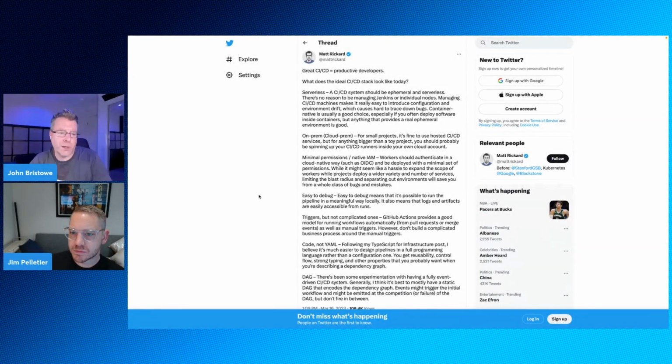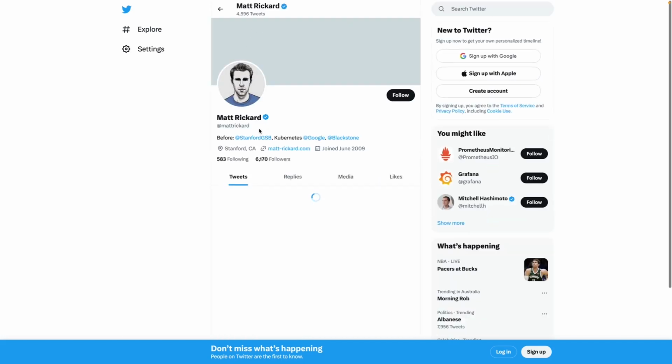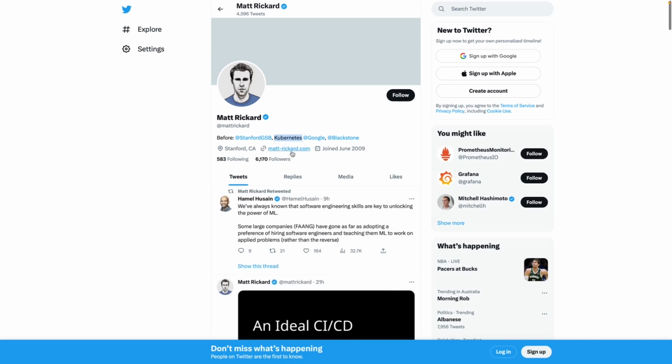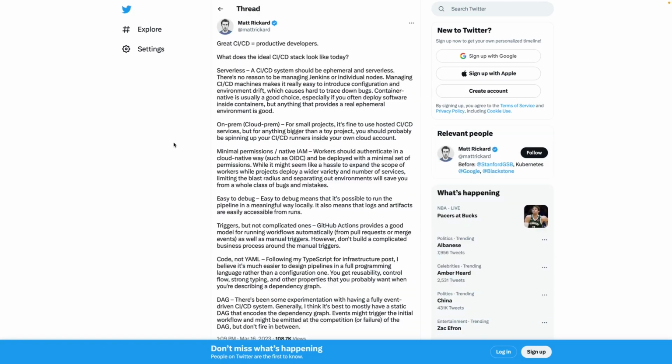This is a tweet from Matt Rickard, who is a former engineer, I believe, at Google. Let's take a look at his profile here. He was formerly at Google, working on Kubernetes, and now I'm assuming is probably at Blackstone. He wrote this tweet, which I thought was interesting.